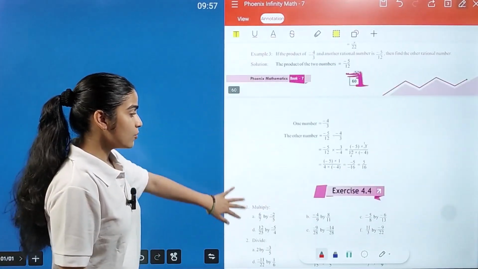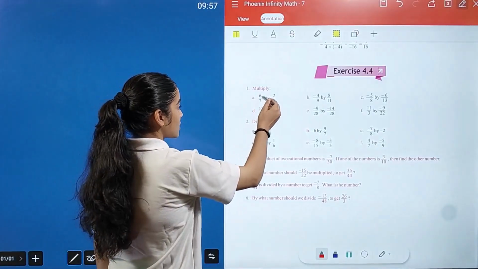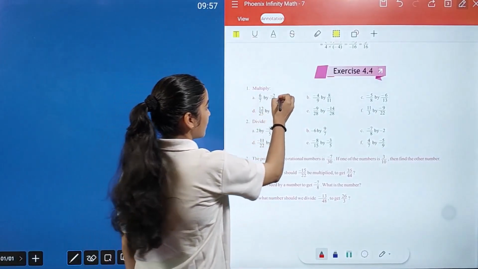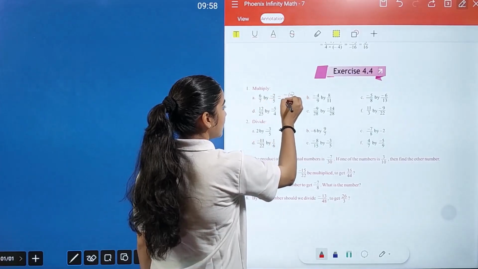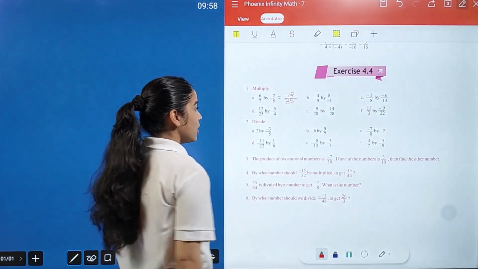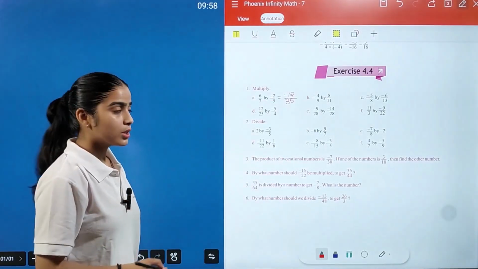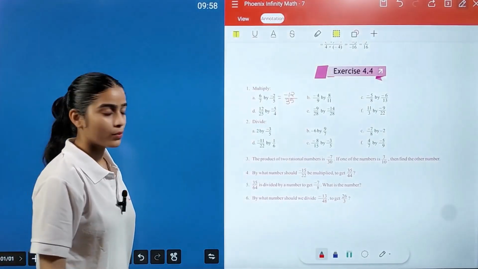So now we directly move forward to our exercise 4.4. Multiplication first we have. So 6 by 7 times minus 2 by 5. 6 multiplied by minus 2 is minus 12 and 7 multiplied by 5 is 35. Okay, so this is very easy. You can do it yourself. The rest of the parts left by me in question number 1, you have to give a try.